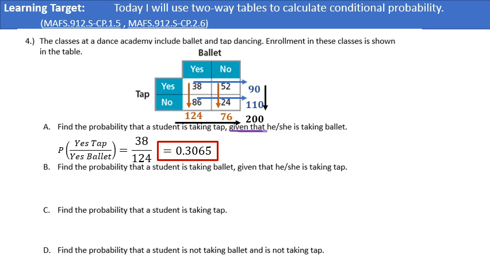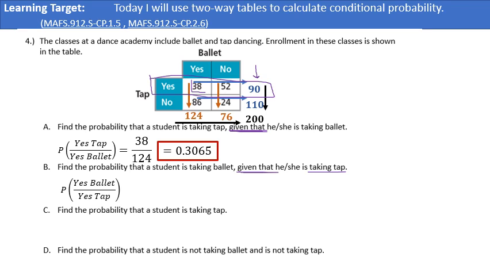So part B says, find the probability that a student is taking ballet given that he or she is taking tap. So taking tap is what we're going to focus on. So let's find tap. Yes. We're looking at this top row, which means our denominator should be 90. All right, we want the probability they say yes to ballet, given that they said yes to tap.